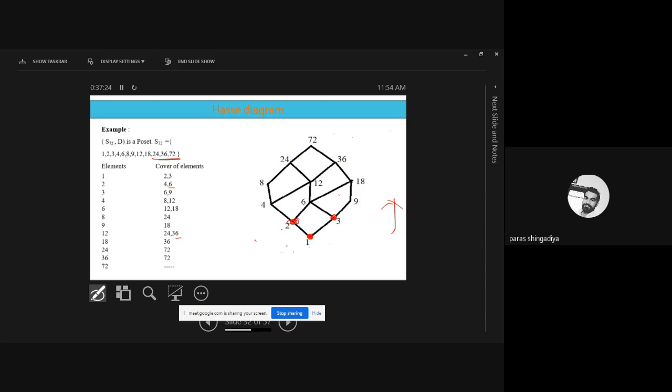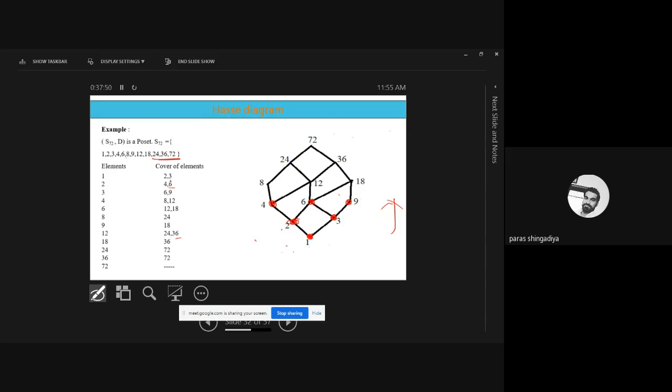6 is common between 2 and 3 both. So 4 and 6 are the cover elements of 2. 6 and 9 are the cover elements of 3. Clear? So assign the places of 4, 6, 9. That should be above the places of 2 and 3. So connect 4 and 2 and 6 and 2, and then connect 6 and 3 and 9 and 3. Clear? That is up to the third level.